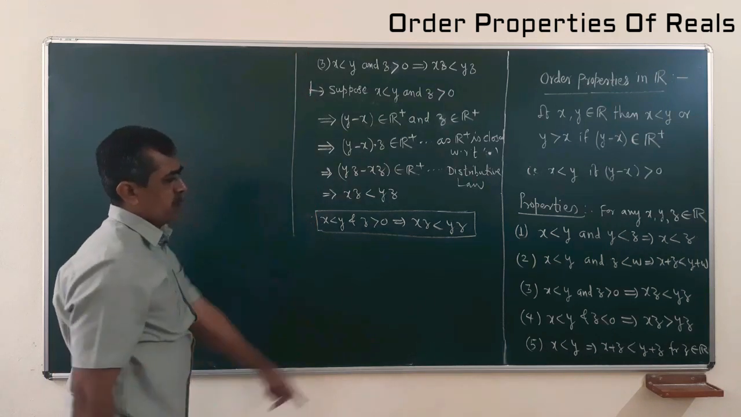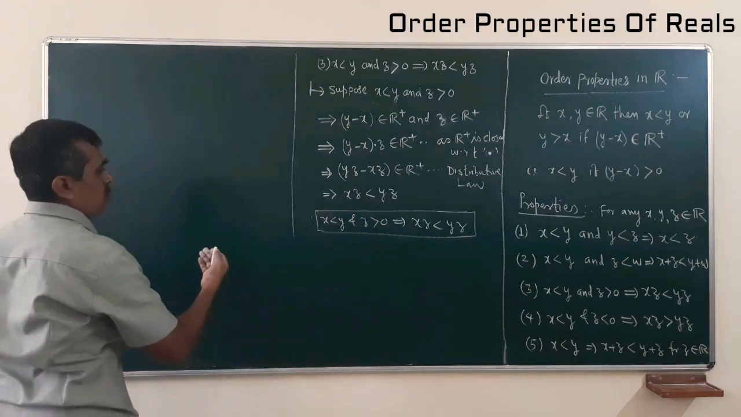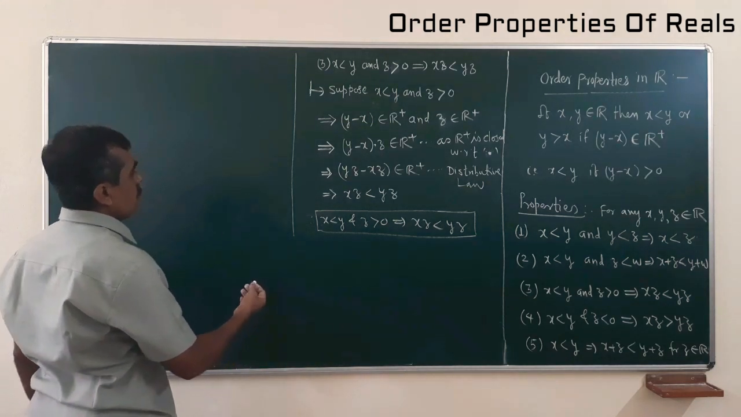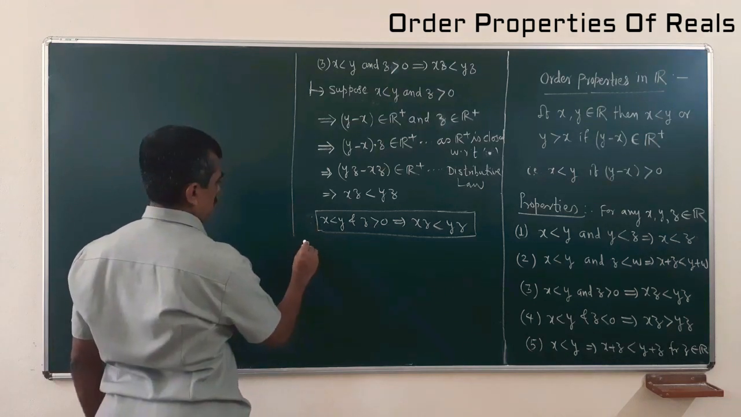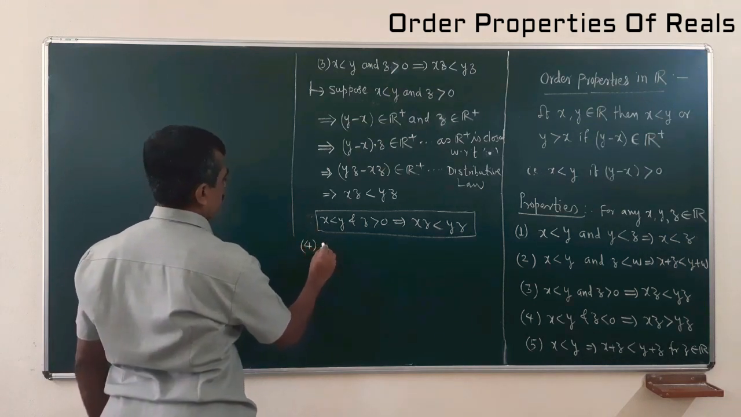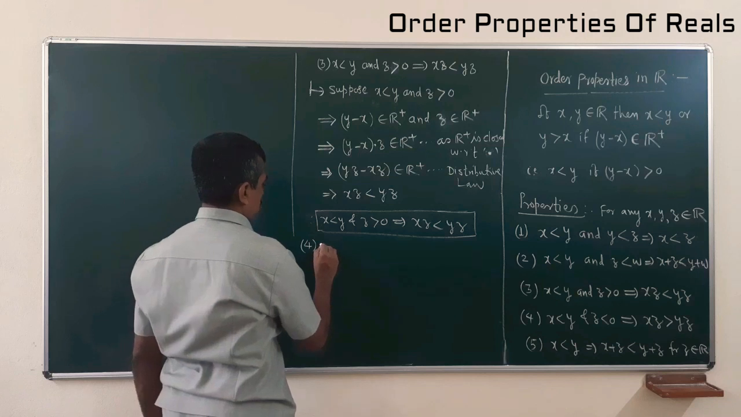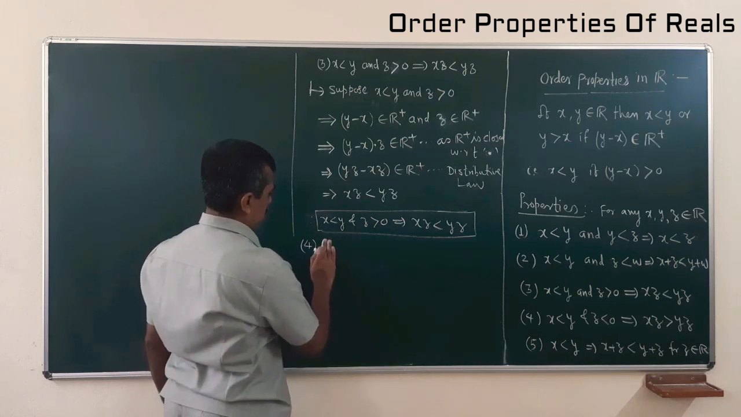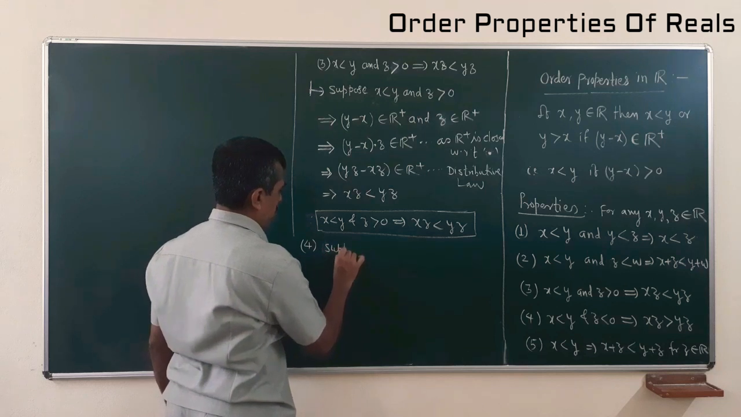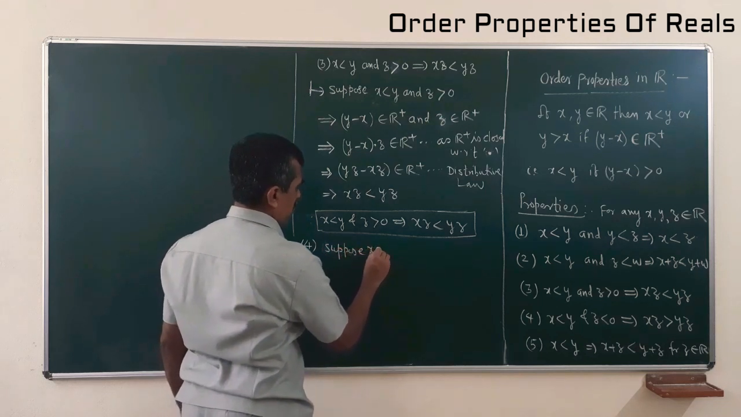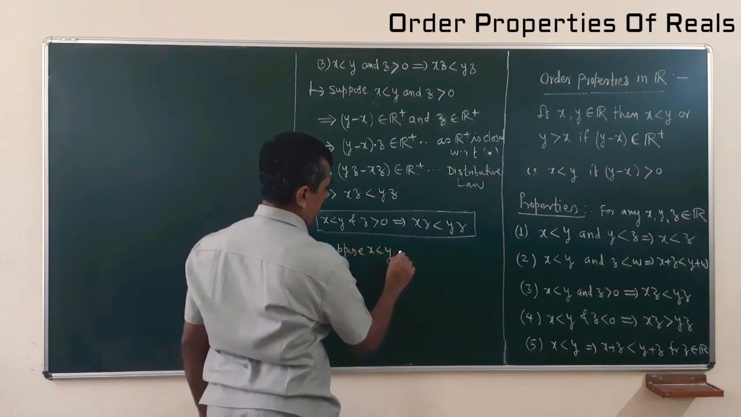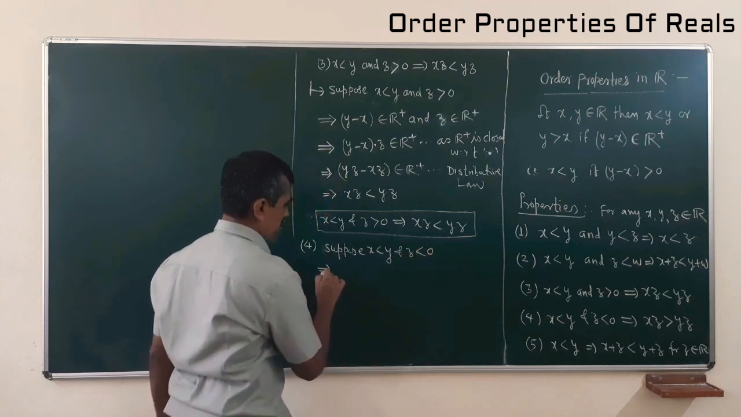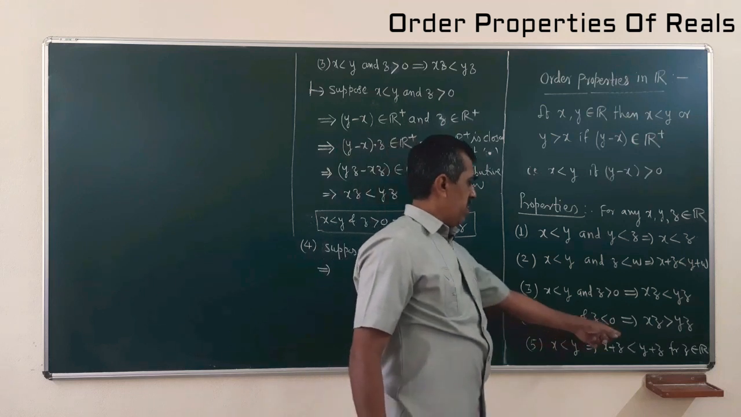Now see the fourth one, very similar to this. I will write the proof of number 4 directly. Suppose x less than y and z less than 0. What does this imply? x less than y and z less than 0.